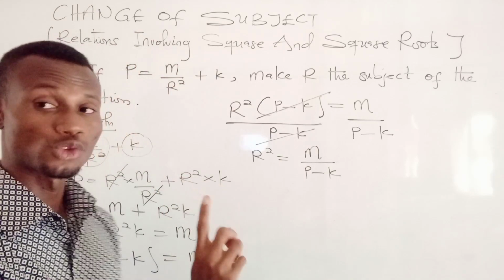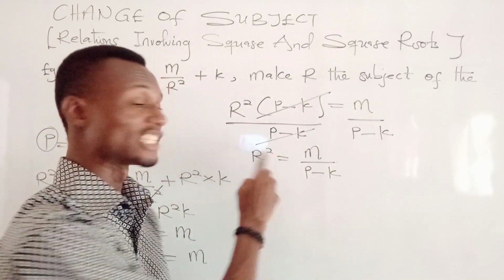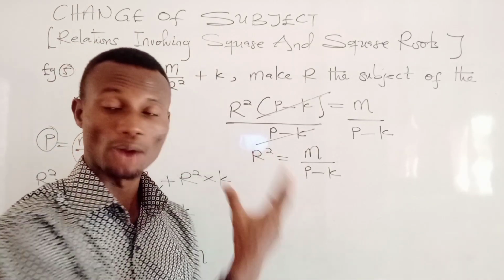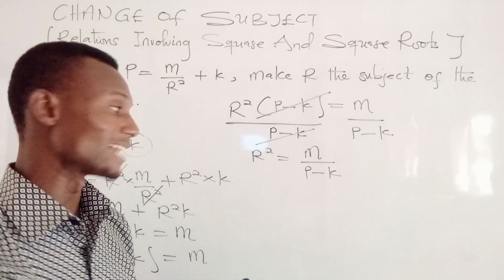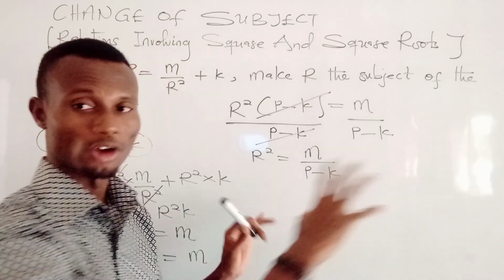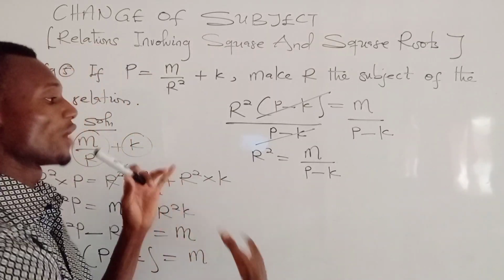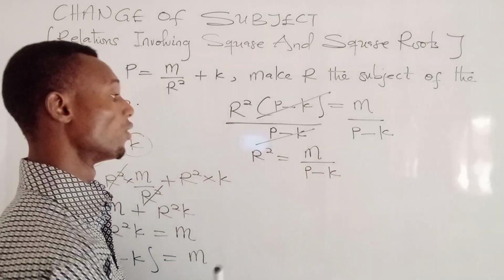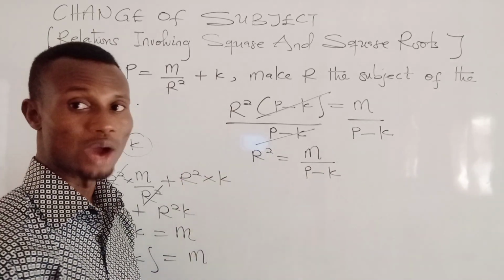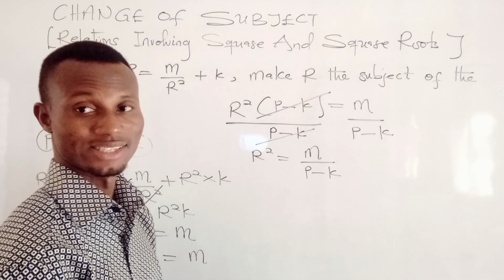So it means we need to do something to move this power 2, which is here, away. How to achieve that is to now take square root of both sides, and we've done a lot of examples on this in the previous video. So we are going to take square root of both sides, so that we can eliminate this power 2 away, so that I will get r standing alone.